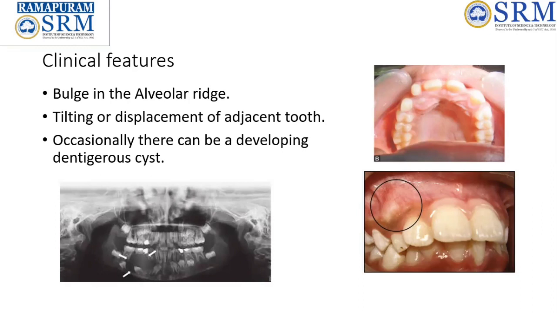There can be tilting or displacement of the adjacent tooth. The impacted canine tends to tilt the adjacent lateral incisor. Occasionally, there can be a developing tumor or a developing cyst, a dentigerous cyst, more common in the maxillary as well as in the mandibular canine.